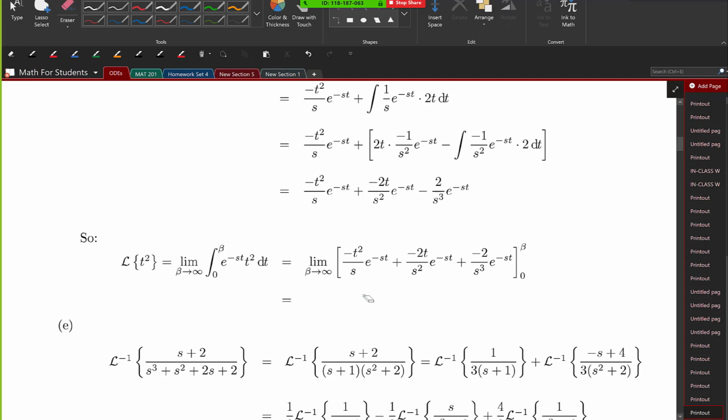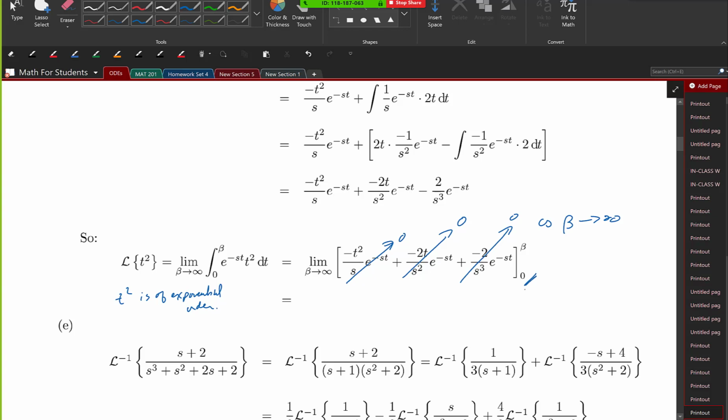But now we could actually say this better, because what do we know about t squared? T squared is of exponential order. Which means that it grows as fast as some exponential function or less. Okay? And so in this case, we can actually conclude that these limits will all go to 0 as beta goes to infinity. And so all we're left with is the lower limit that we're evaluating at 0.